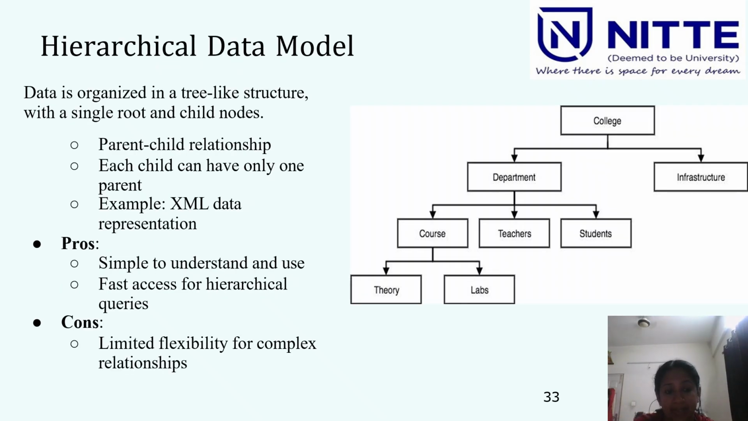When it comes to hierarchical data models, data is organized in a tree-like structure. Here you can see college, it's dividing into department and infrastructure. Department again is dividing into courses, teachers and students. Courses again will be either theory or lab. So it's like a parent-child relationship. Each child can have only one parent.